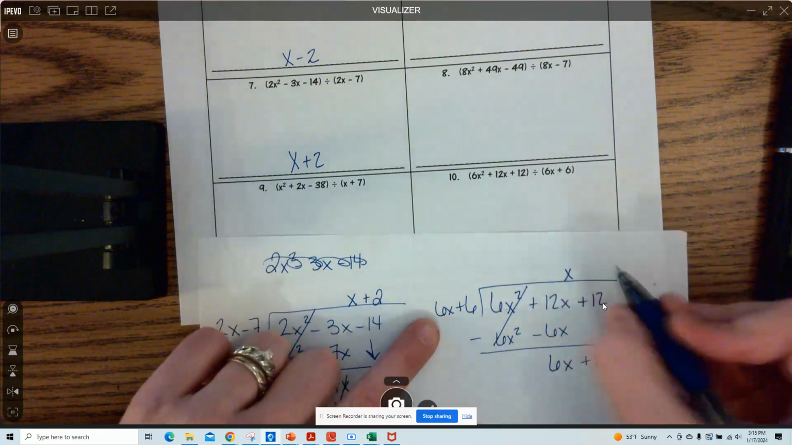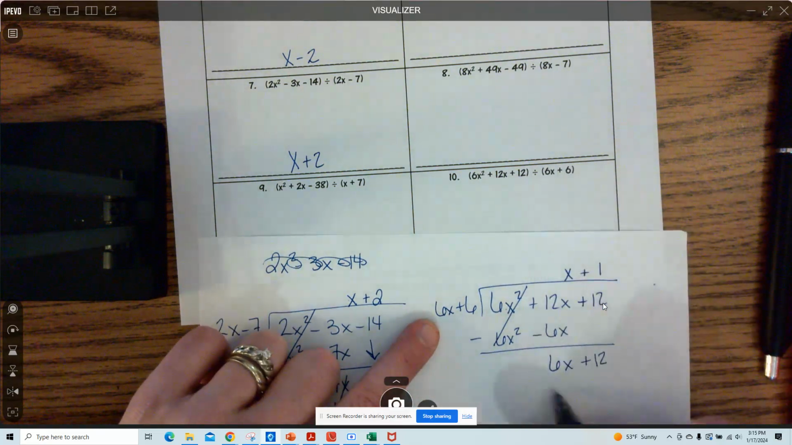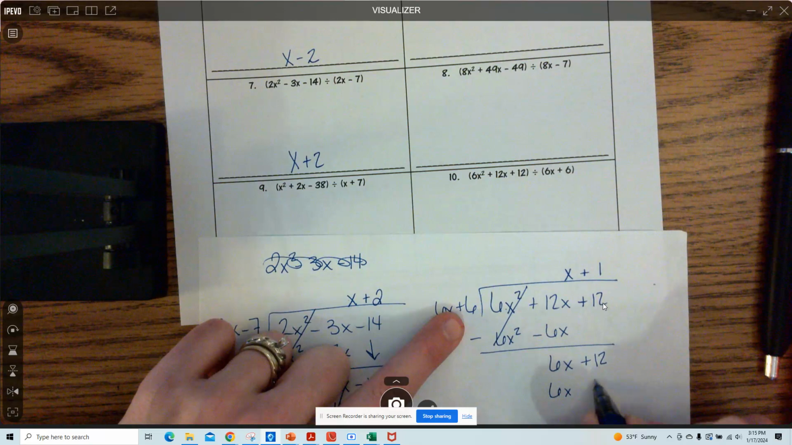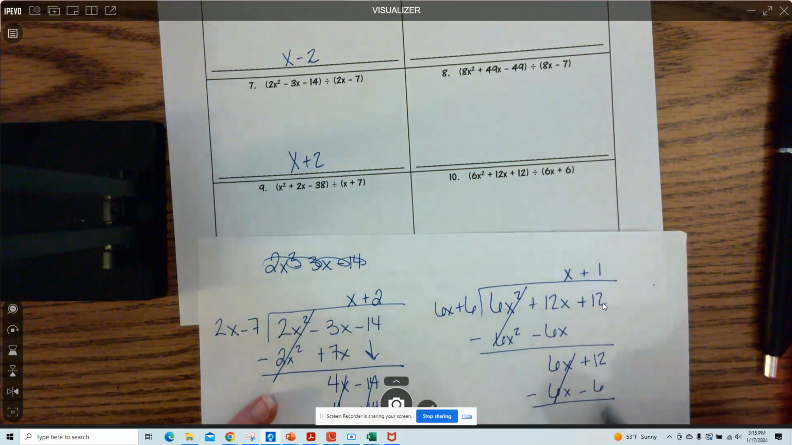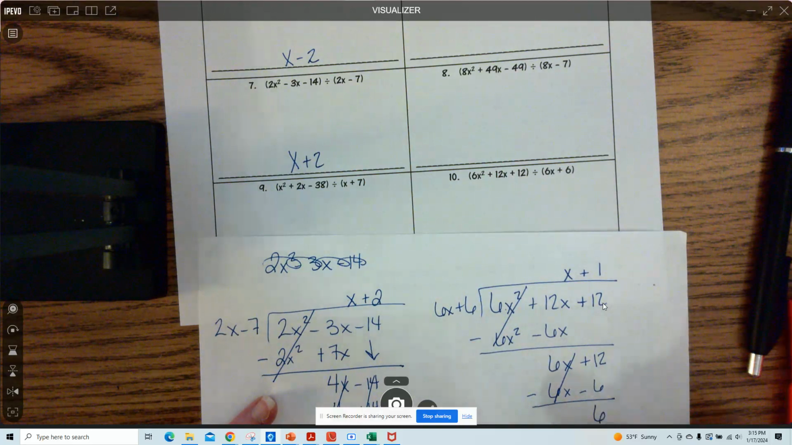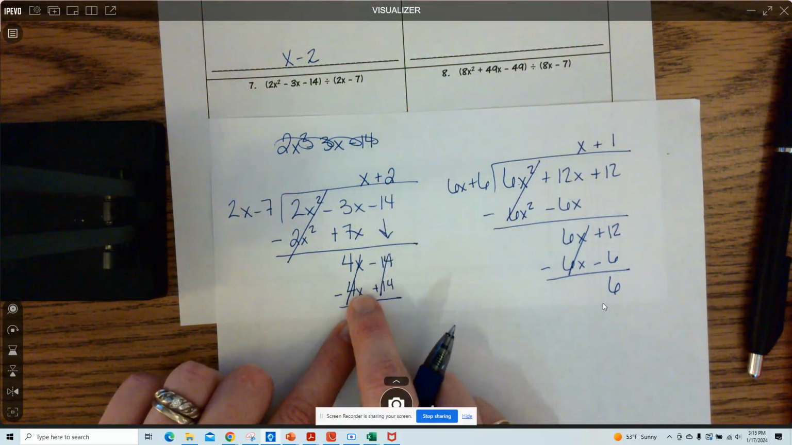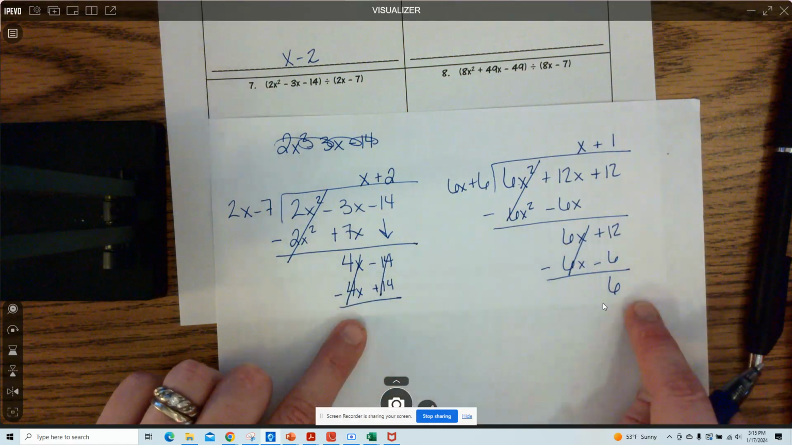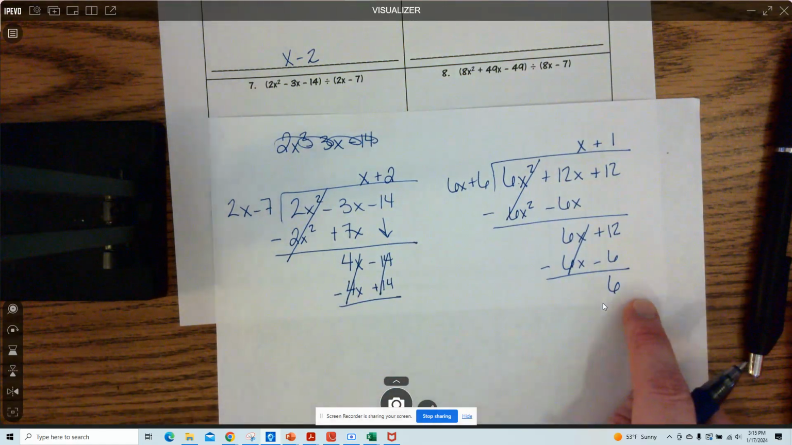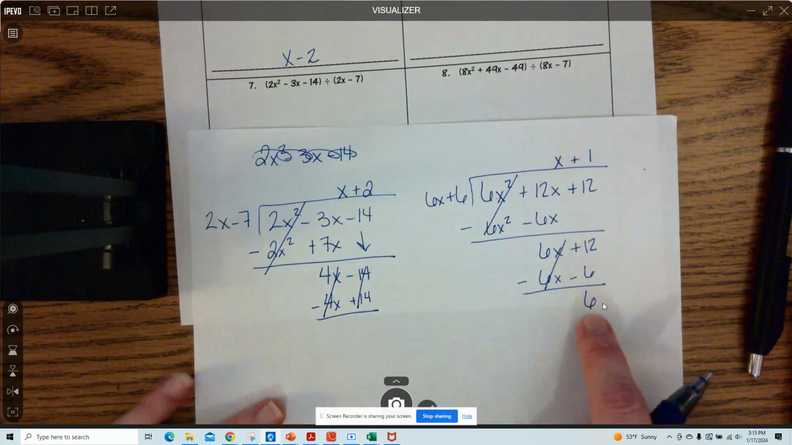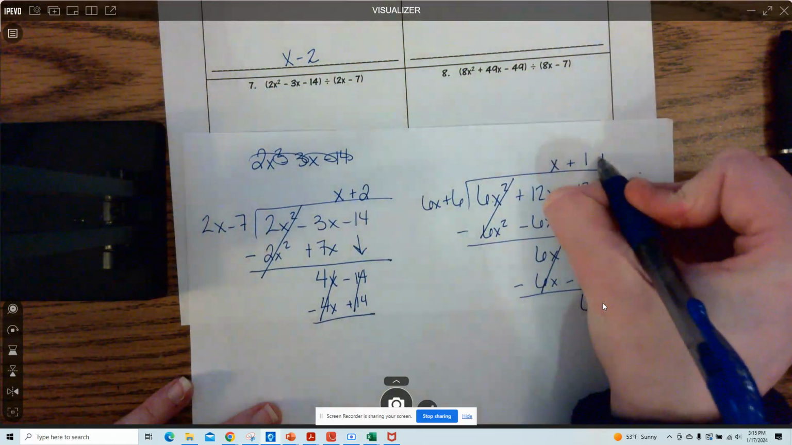6x goes into 6x one time. 1 times 6 is 6. Subtract by changing signs. This cancels, but here I've got a leftover. See how all these canceled out at the end? Once I wrote the plain number down, everything canceled out. If you get something left, that's a remainder. Here's how we do remainders. It's positive, so we would do plus.